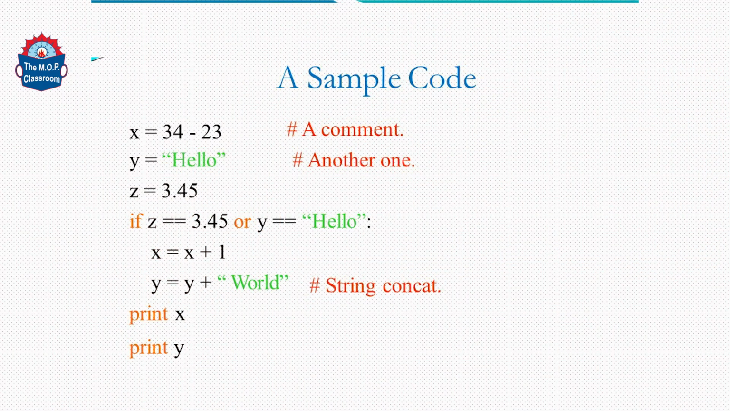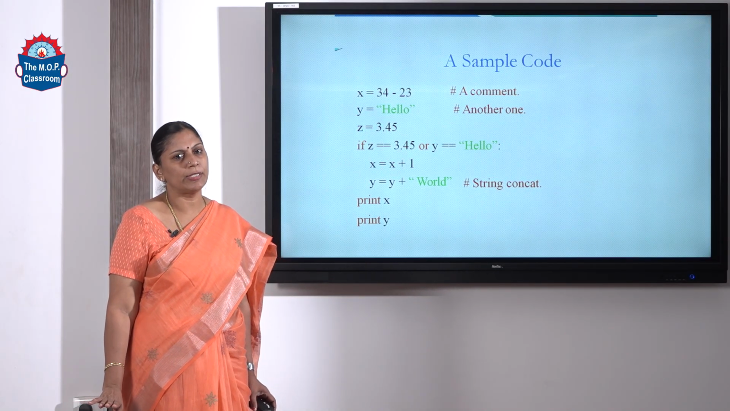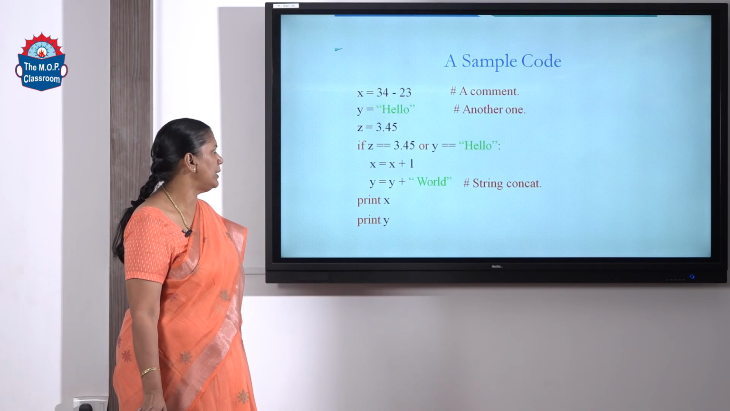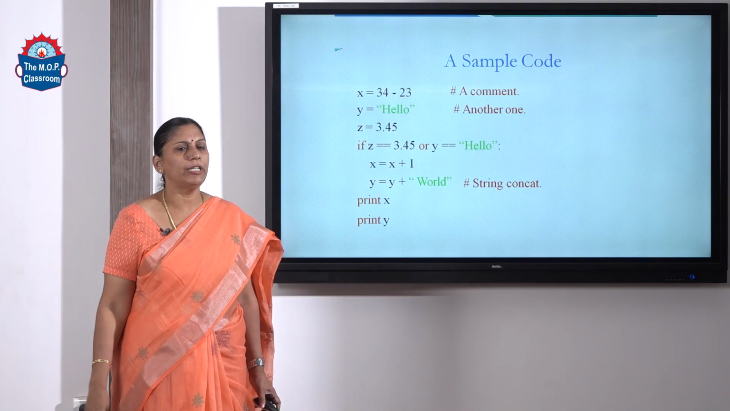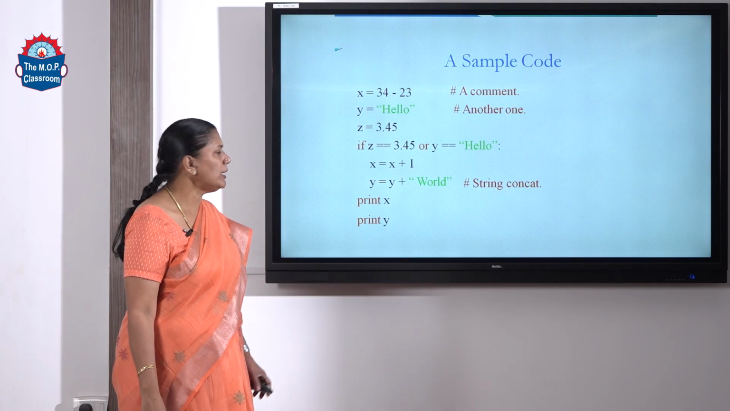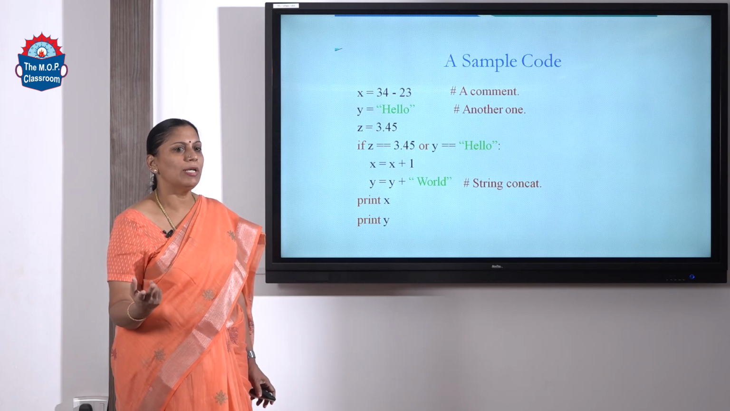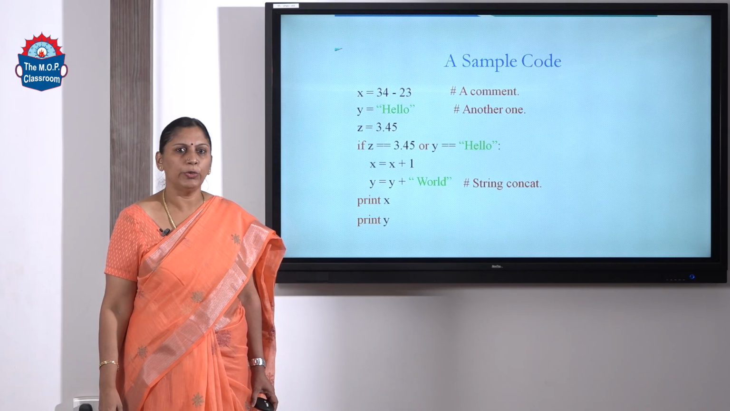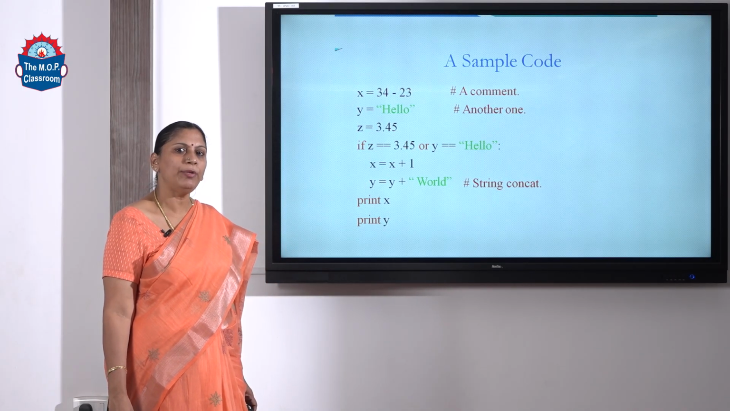So let us look at a sample code of Python here. I have not declared X or Y as integer or string because Python uses dynamic binding. So X is equal to 34 minus 23. It is just a statement, and the hash symbol is used for giving a comment, okay. And Y is storing a string called hello. That is one more assignment. So we have two assignments here, X is equal to 34 minus 23 and Y is equal to hello. And then we have one more assignment here, Z is equal to 3.45.